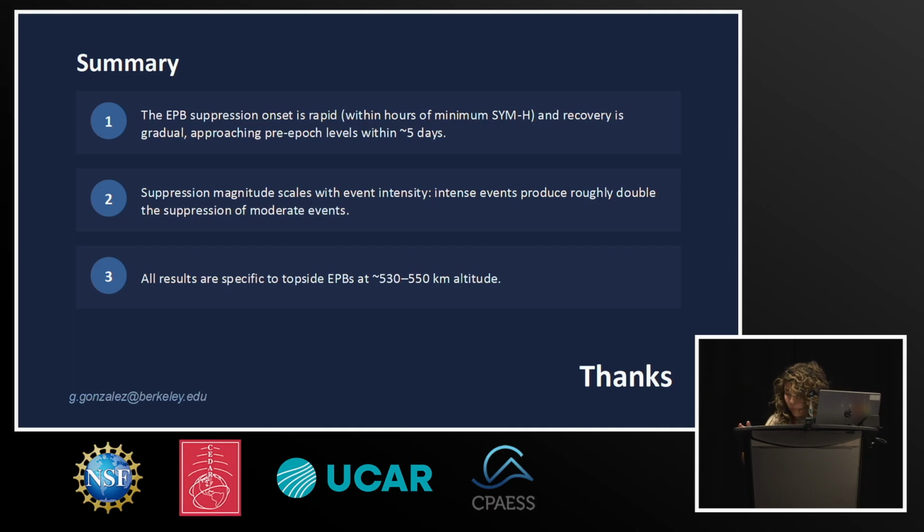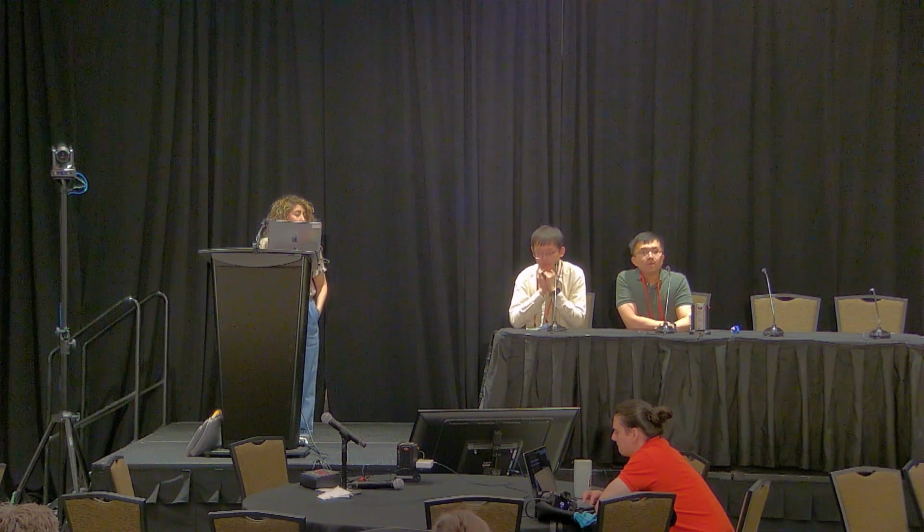Okay, we can take questions. I have a question. What is the potential mechanism for this kind of suppression at the COSMIC altitude? I think it's the disturbance dynamo, maybe. All right. Other questions? All right. If not, let's just thank the speaker and proceed to the next. Oh, go ahead, Anna.